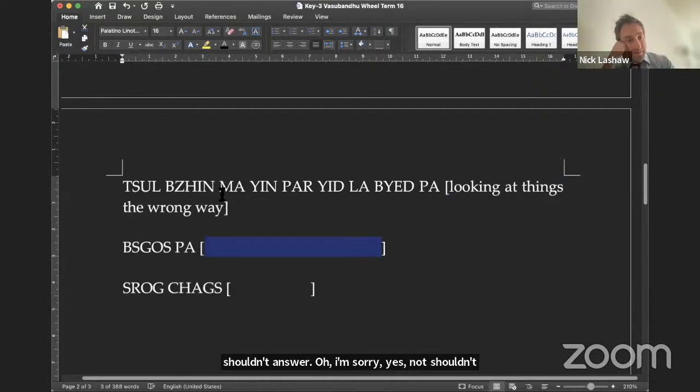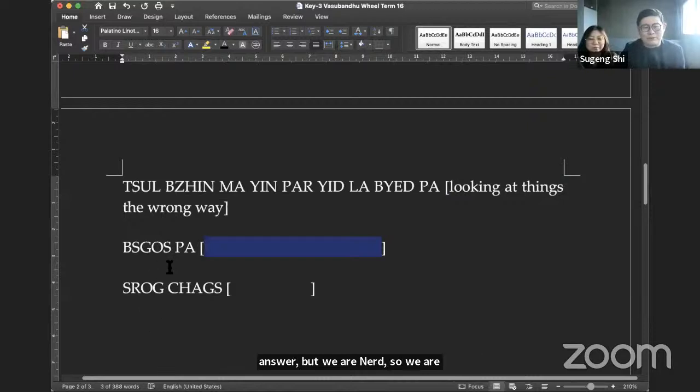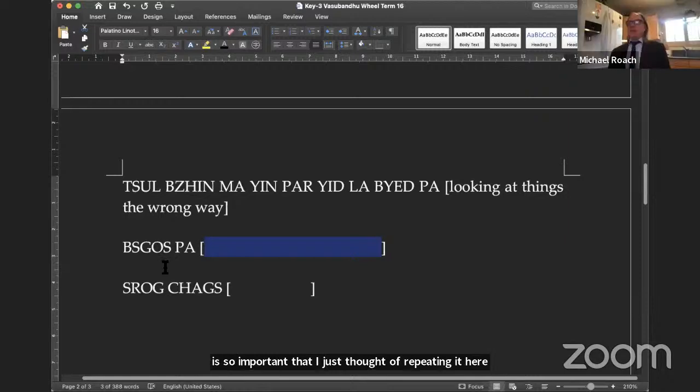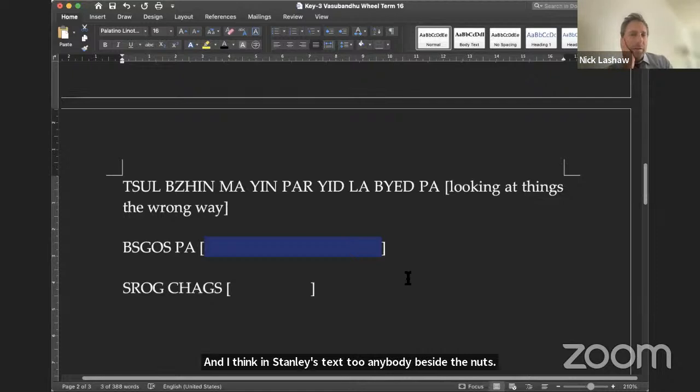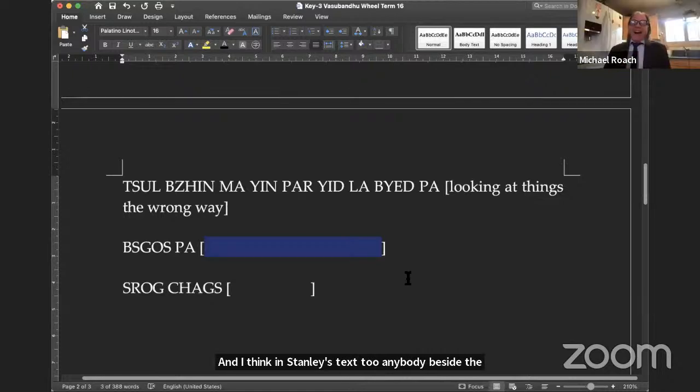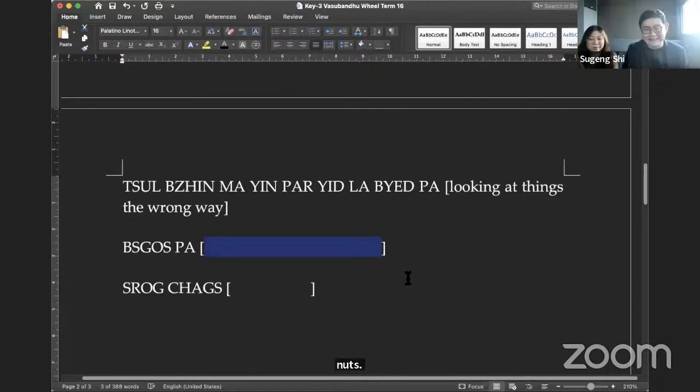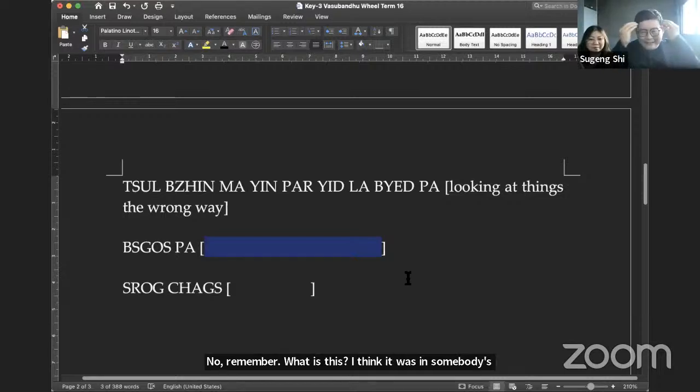This appeared many times, but I think this is so important that I just thought of repeating it here again. Because this appears in Word's text and also in my text, and I think in Stanley's text too. So anybody beside the nuts remember what is this? I think it was in somebody's homework yesterday. Yes, I know. But I just thought that this is so important. Oscar Leon says infected or smeared.